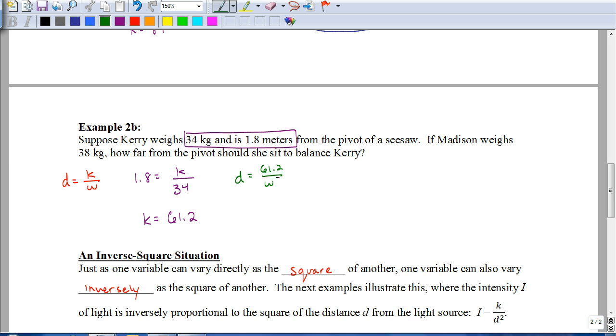So now to find out the answer, it's going to be D equals 61.2 divided by Madison's weight, which is 38 kilograms. And when you do that, you get a distance of 1.6 meters.